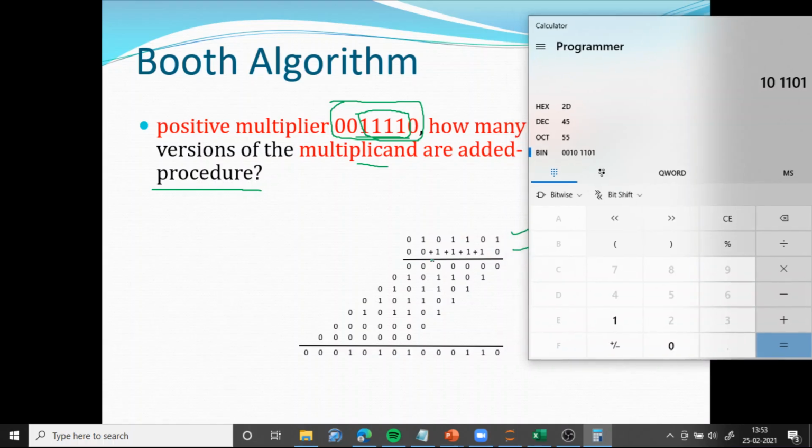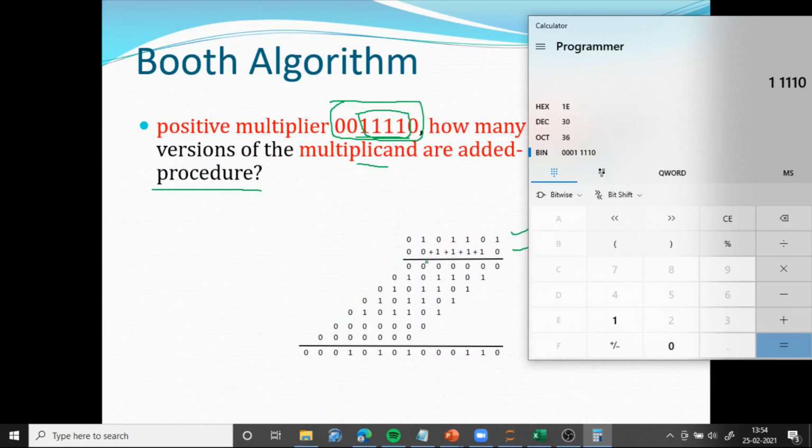And the multiplier is what? 4 ones followed by a 0. The preceding zeros you can ignore; you cannot type 0 0 here, it won't come. So 4 ones followed by 0, that is nothing but decimal 30.